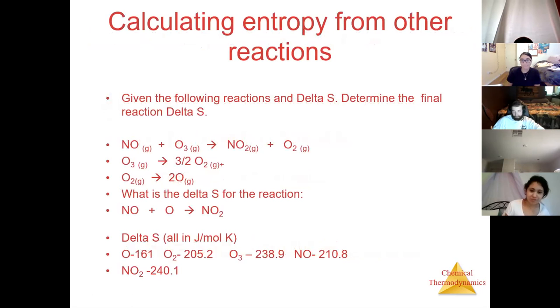All right, now we got to do the other type of Hess problem. And this is calculating entropy from other reactions.